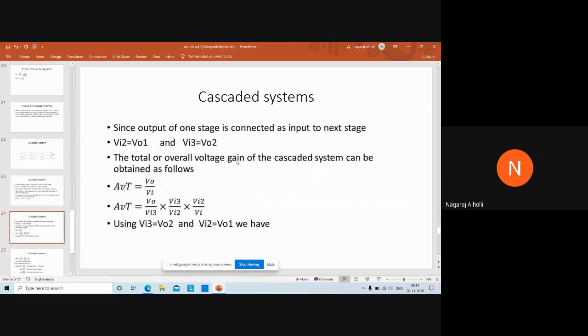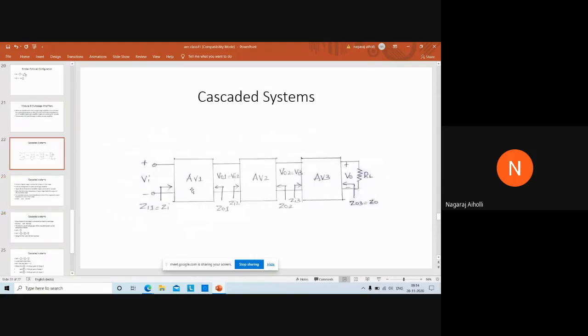What is the total gain of the cascade system then? If we want to calculate the total gain, we have to multiply the gain of the first stage into the gain of the second stage into the gain of the third stage. If we multiply the gain of individual stages, we get the total gain of the cascaded system. If there are n number of stages, you have to multiply n number of stage gains. Then we get the gain of the entire cascaded system.